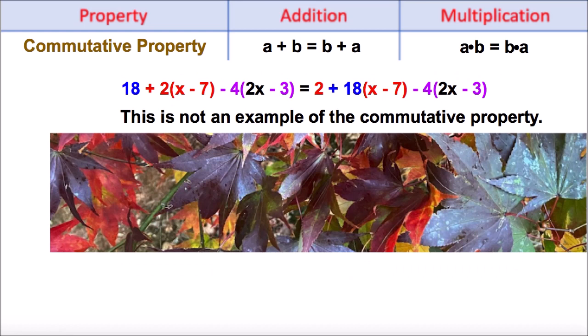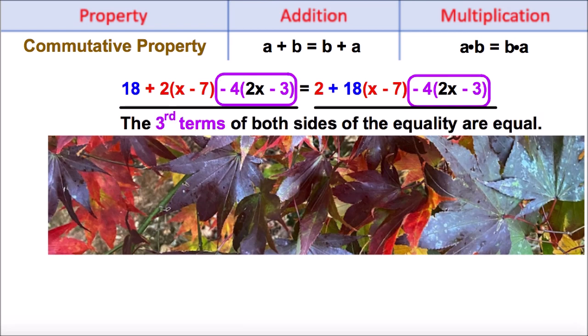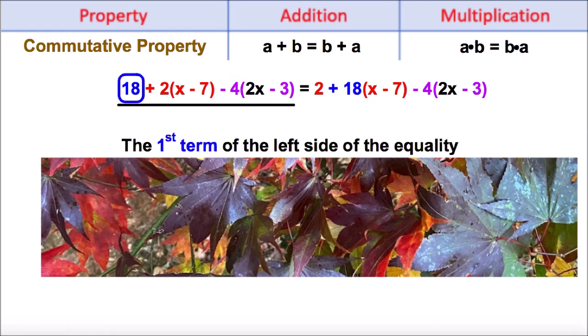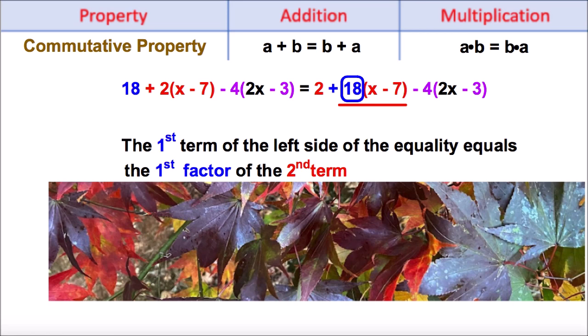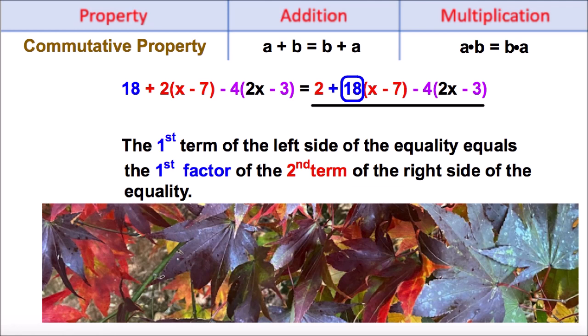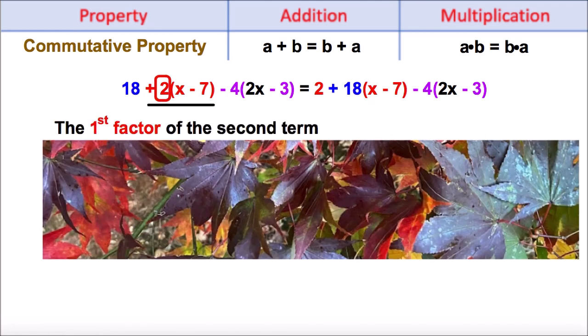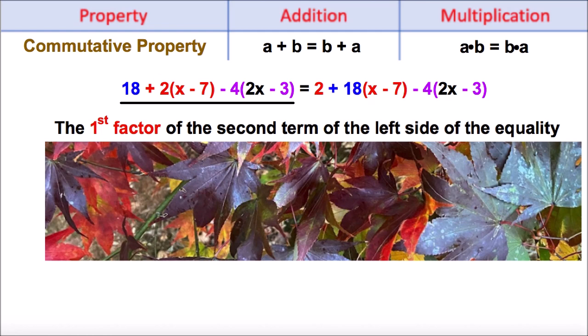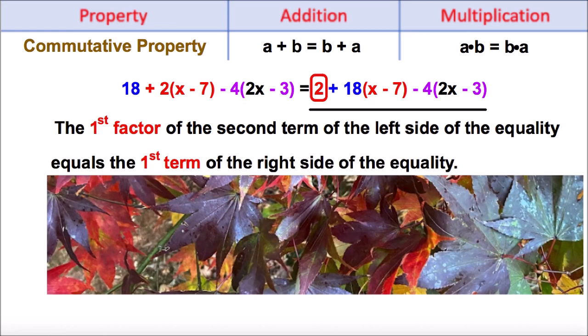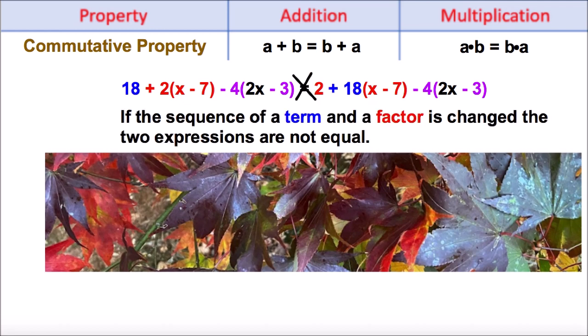This is not an example of the commutative property. The third term of both sides of the equality are equal, negative 4 times the quantity 2x negative 3. The first term of the equality, 18, equals the first factor of the second term of the right side of the equality. The first factor of the second term of the left side of the equality equals the first term of the right side of the equality. If the sequence of a term and a factor is changed, the two expressions are not equal.